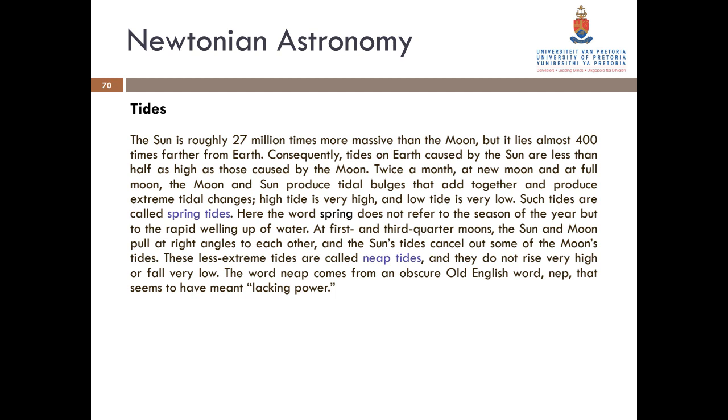Yet the word spring does not refer to the season of the year, but to the rapid welling of the water. At first and third quarter moons, the sun and moon pull at right angles to each other, and the sun's tides cancel out with the moon's tides. These lesser extreme tides are called neap tides, and they do not rise very high or fall very low. The word neap comes from an obscure Old English word, nip, that is thought to have meant lacking power.